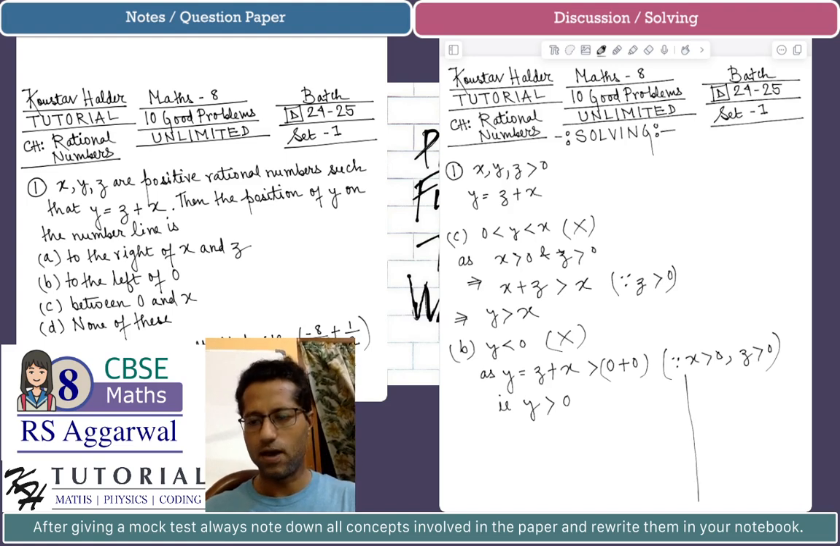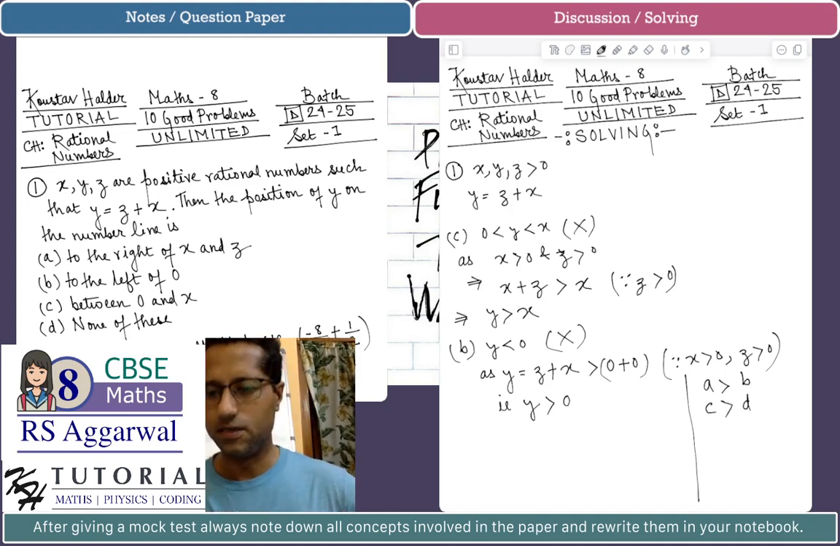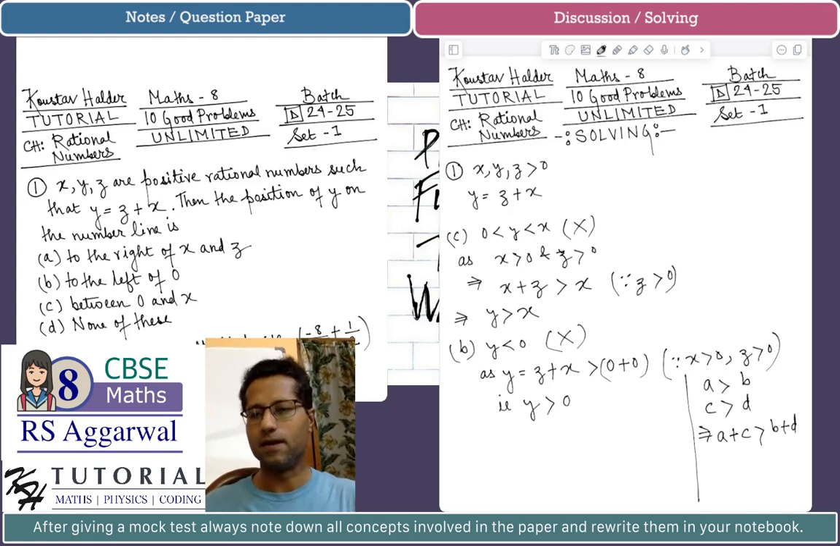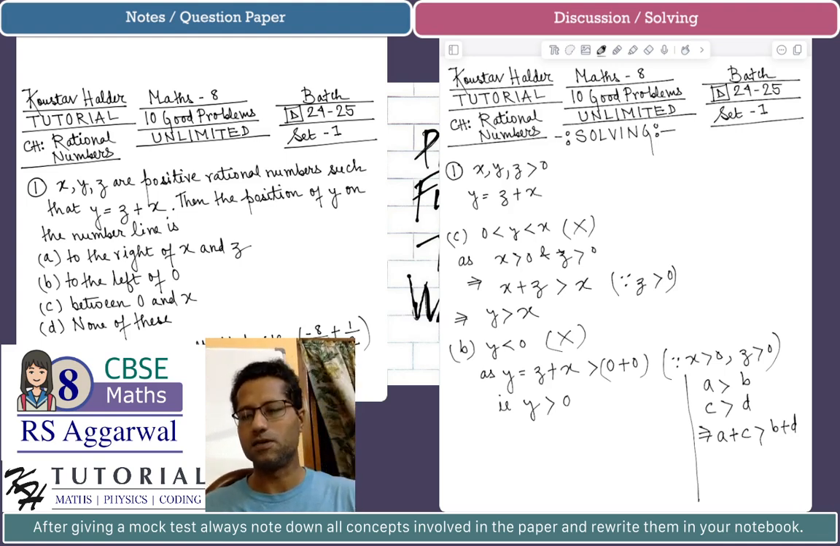The concept is, for any numbers a, b, c and d, if you have a greater than b and if you have c greater than d, then obviously we can say that a plus c will be greater than b plus d. So this is the concept that I have applied, that from the fact that x greater than 0 and z greater than 0, I can say x plus z greater than 0 plus 0. That is, x plus z is greater than 0 and x plus z is y. So y is greater than 0.